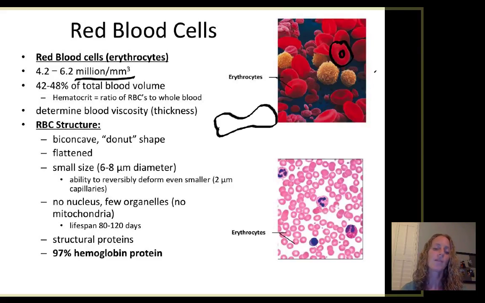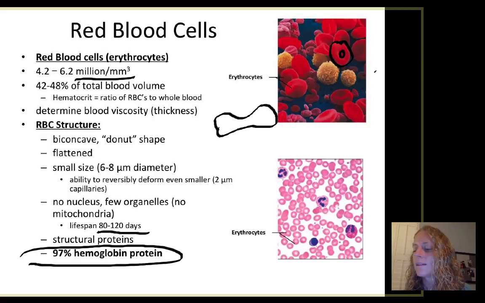They have no mitochondria, for example. Because they have no nucleus and few organelles, that makes the lifespan of red blood cells very short, about 80 to 120 days. They also contain structural proteins, but the major component of the red blood cell is hemoglobin. So they're really just like bags of hemoglobin.